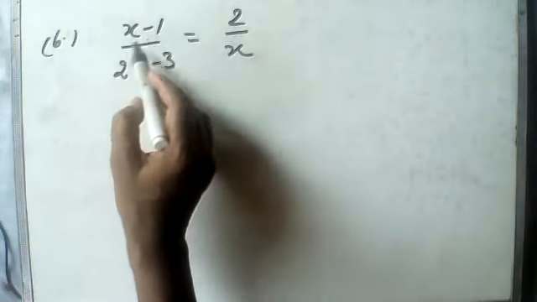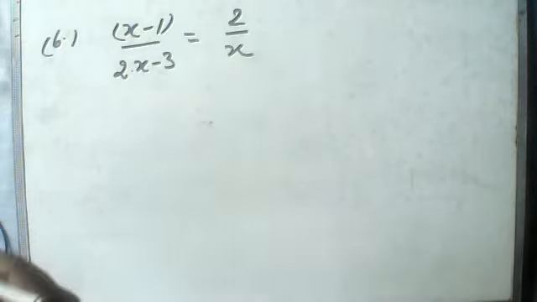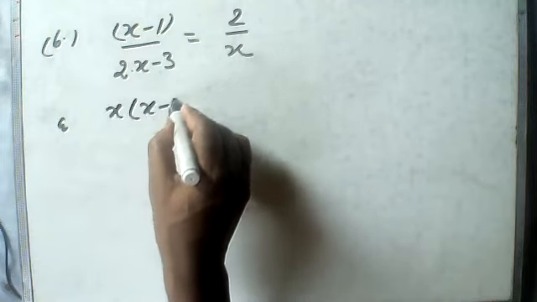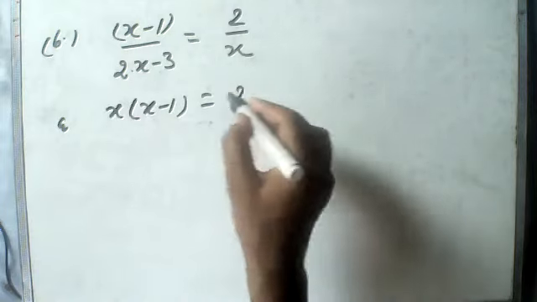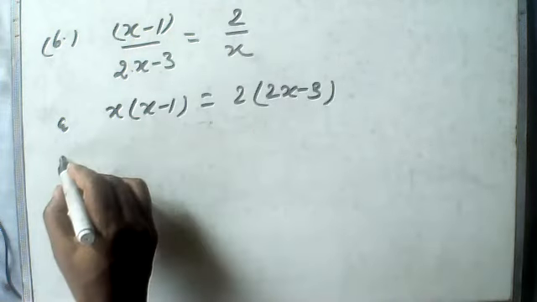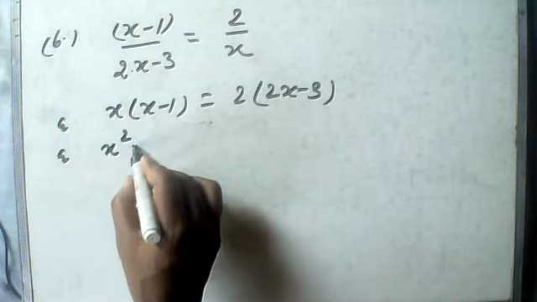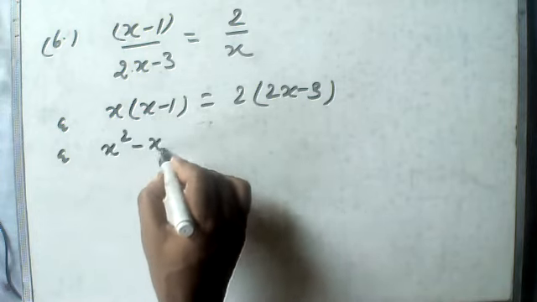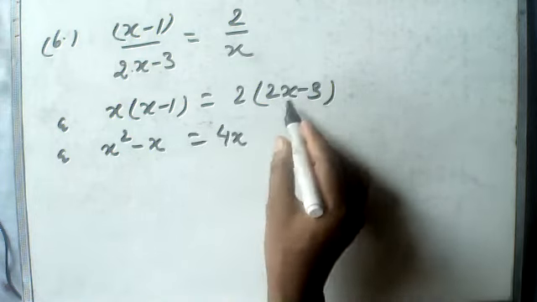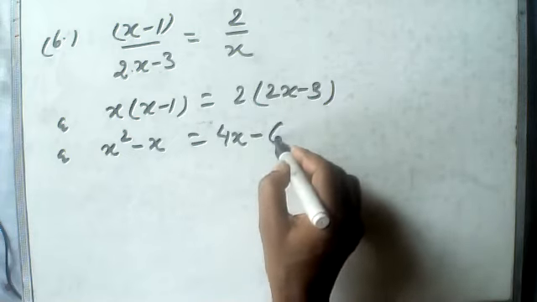We cross multiply them, this numerator by this denominator and this denominator by this numerator. So x times x minus 1 is equal to 2 times this denominator, 2x minus 3, or x into x, x squared minus x into 1, minus x, equals 2 into 2x, 4x, and plus 2 into minus 3, that is minus 6.